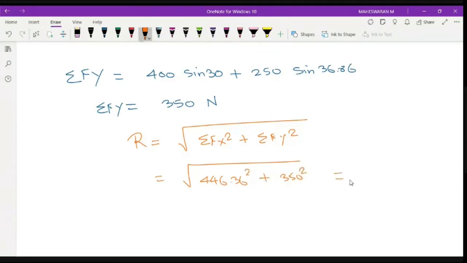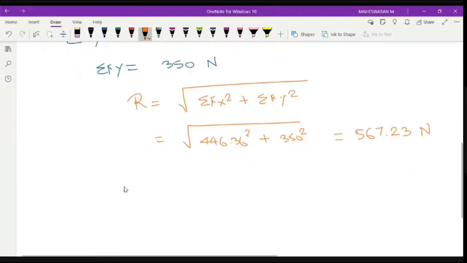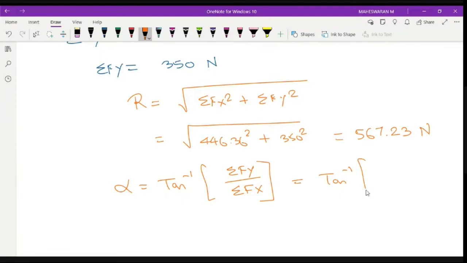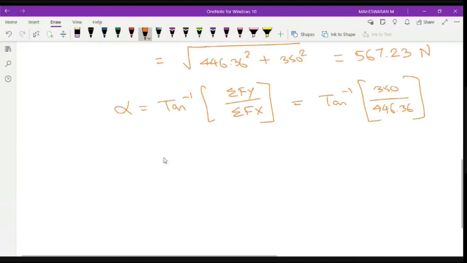Right. So what's your answer? 567.23 Newton. Now let us identify what is the angle. Angle is equal to tan inverse of sigma Fy divided by sigma Fx, which is equal to tan inverse of 350 by 446.36. So it's your alpha, 38.09 degree. So in that case, this is my answer.